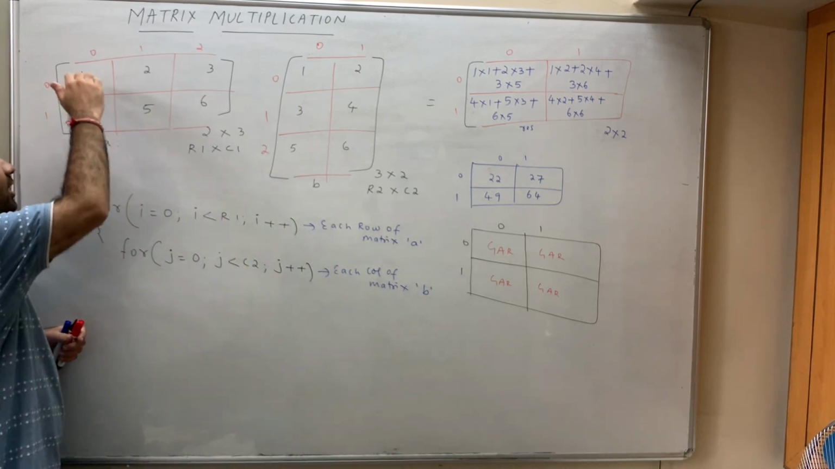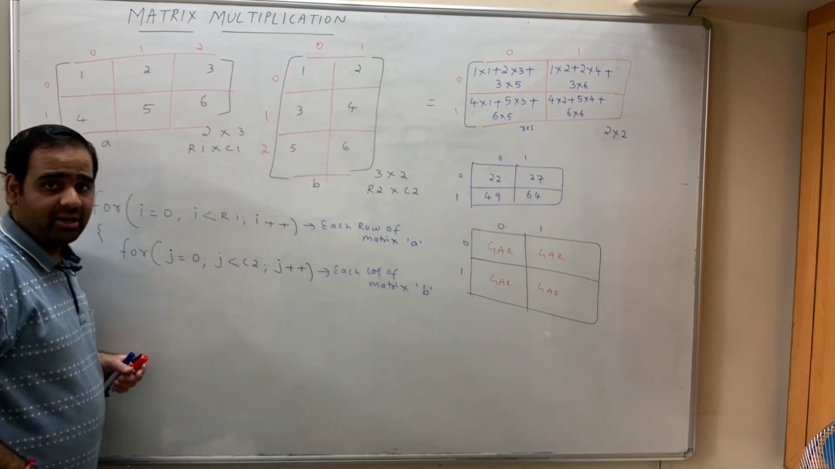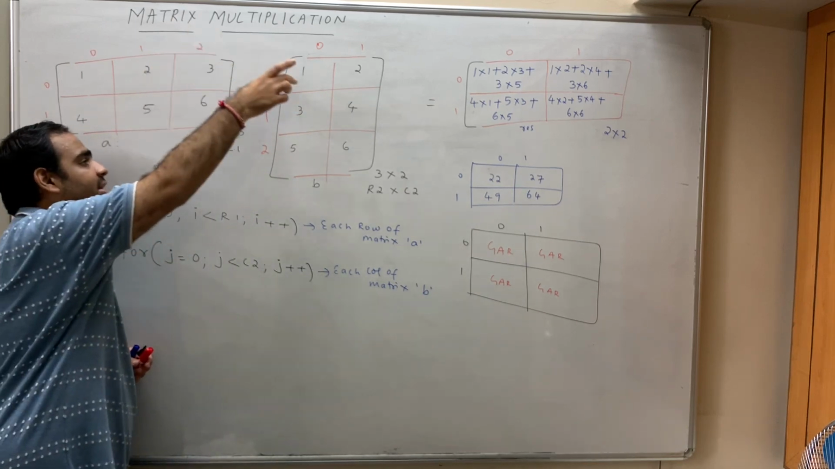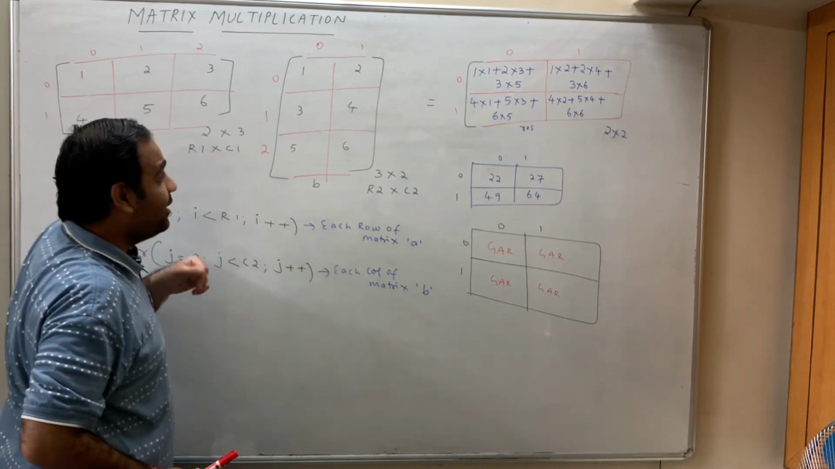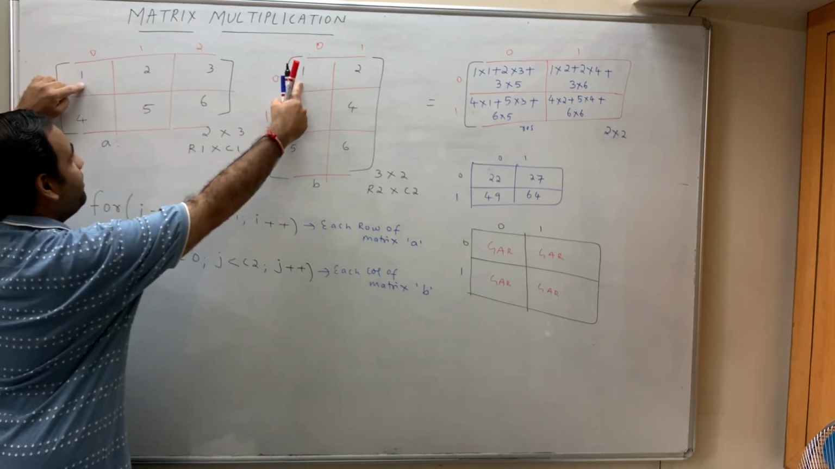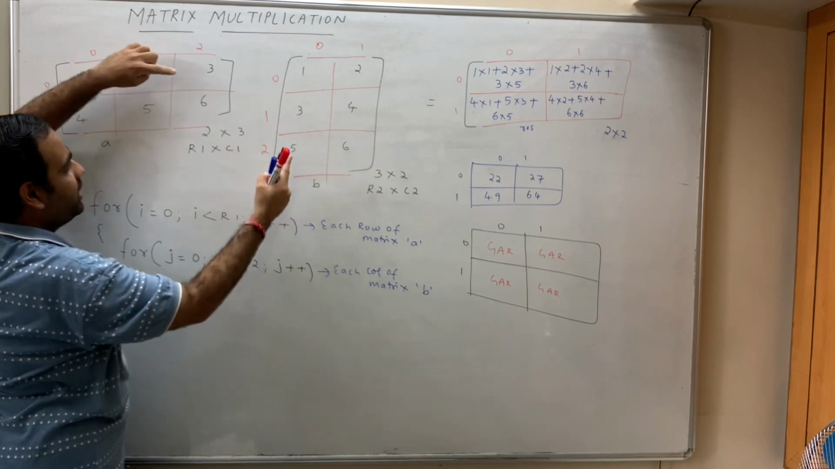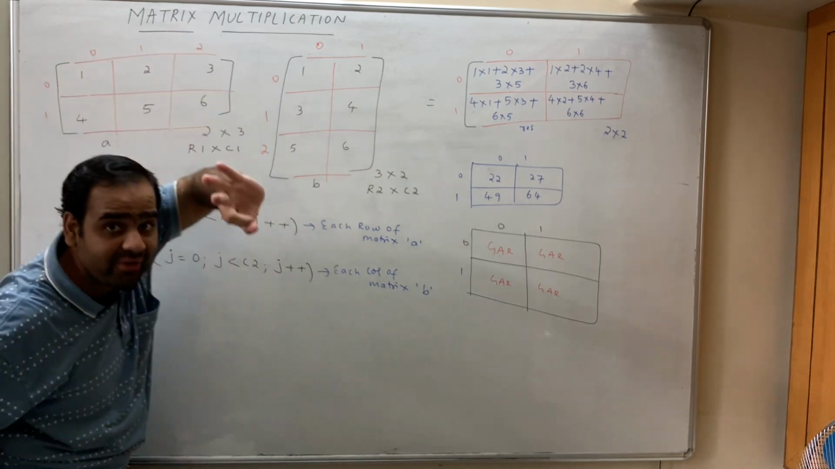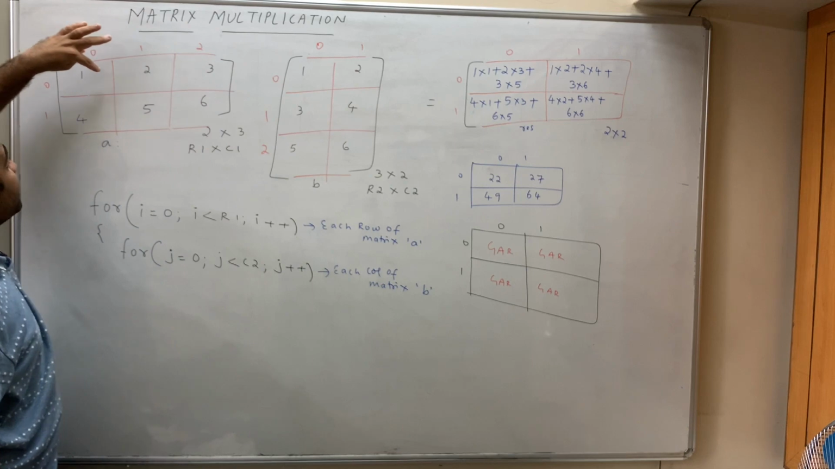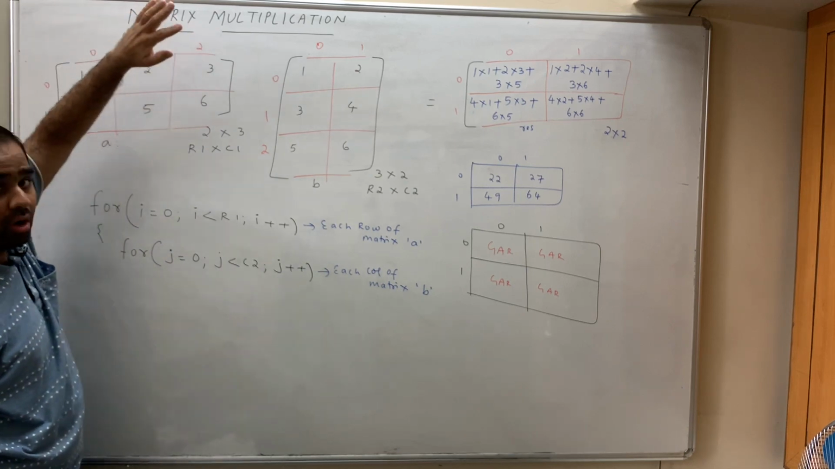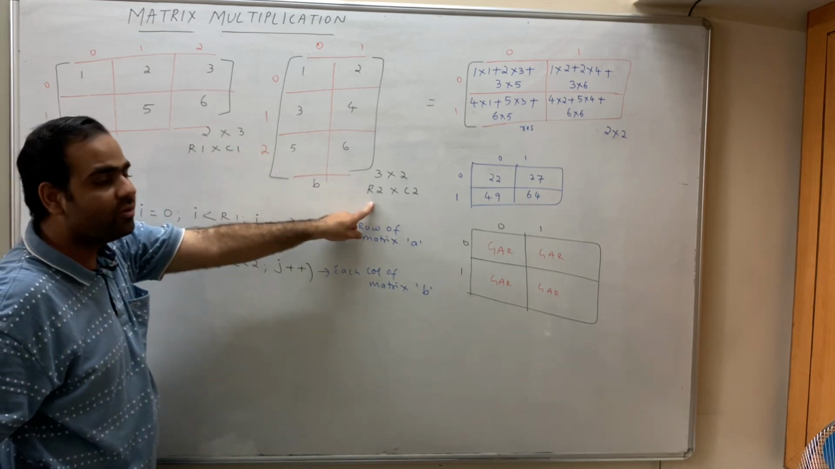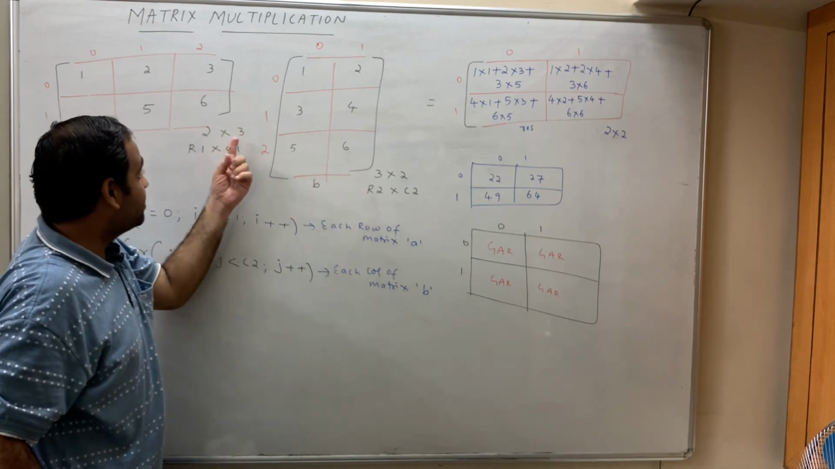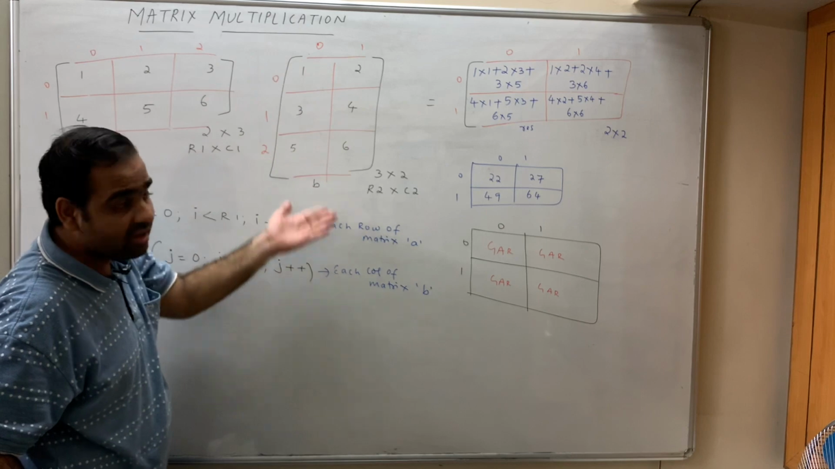Now after you take each row of matrix A and each column of matrix B, you need to multiply and add. And how many times are we multiplying? One time 1 into 1, second time 2 into 3, third time 3 into 5. Why are we multiplying 3 times? Because there are 3 columns or 3 rows. That is what I said: C1 should be equal to R2.